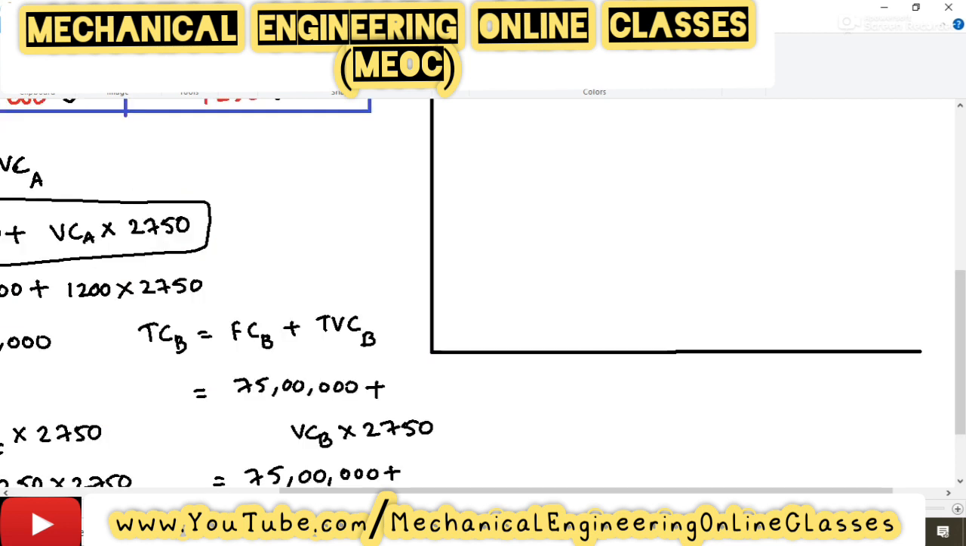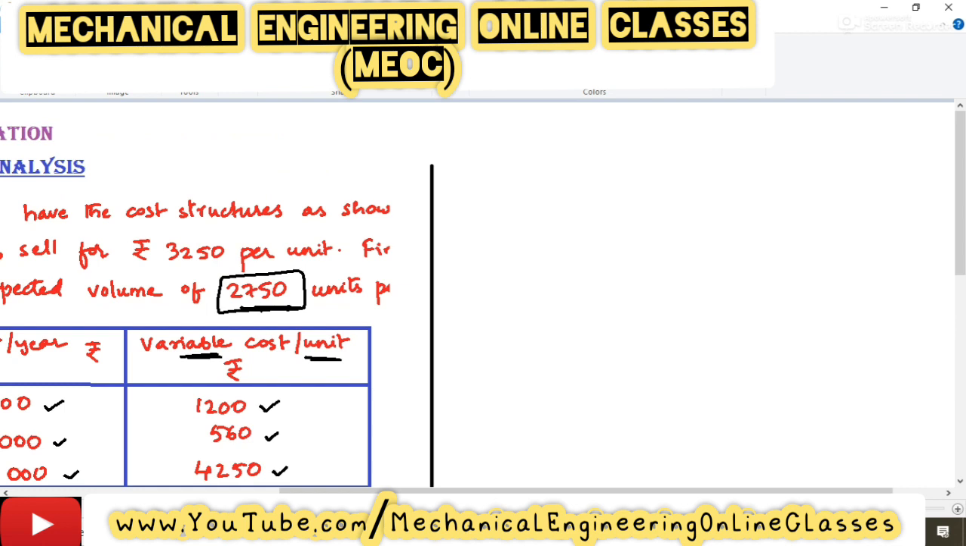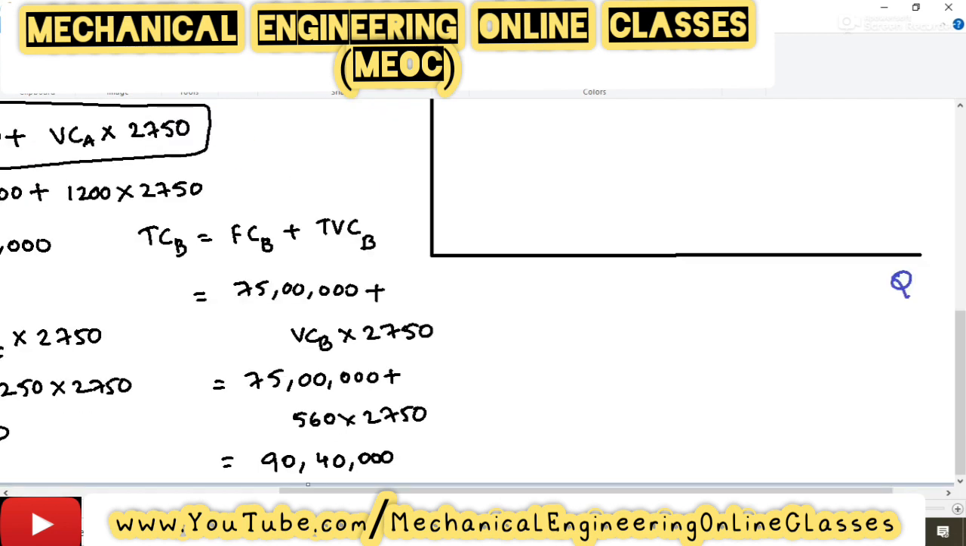So the x-axis is indicating the number of units, which is generally indicated by capital Q. Q indicates the number of units of production, and the y-axis indicates the cost. So we are taking the scale suitably. The number of units of production was maximum 2750, so I am dividing this line for 1 centimeter equal to 500 units.